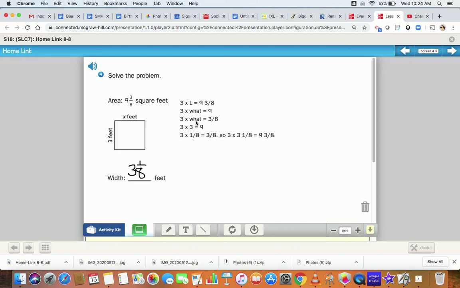And then 3 times what is going to give me 3/8? Well, I know 3 times 3 is going to give me the 9. So what can I multiply 3 times to get 3/8? I know 3 times 1/8 is equal to 3/8. So if I take 3 times 3 and 1/8, because here's my 3 and here's my 1/8, then I'm going to get 9 and 3/8. So my width is 3 and 1/8.